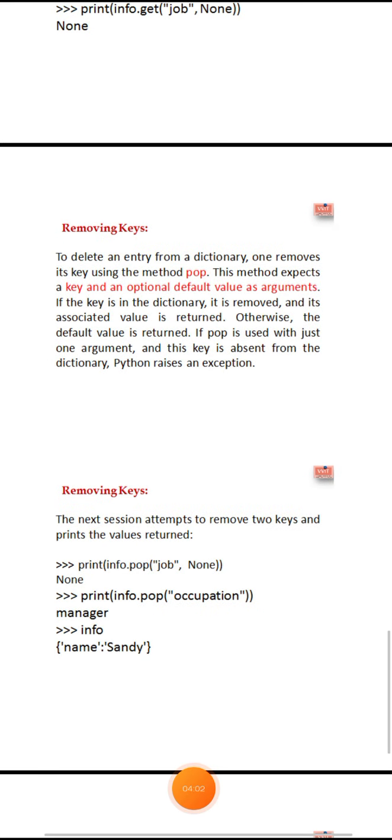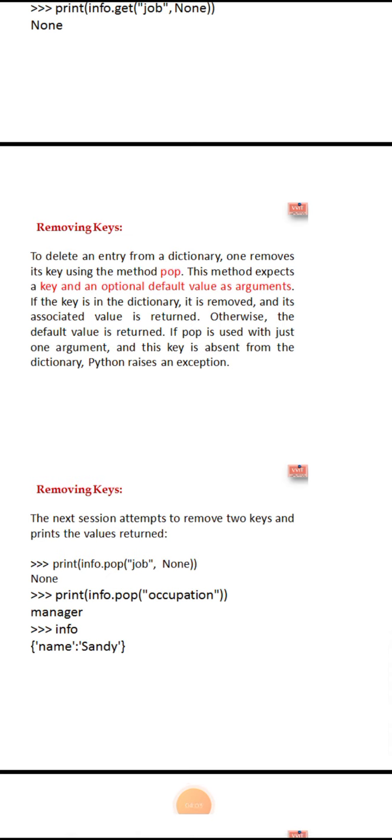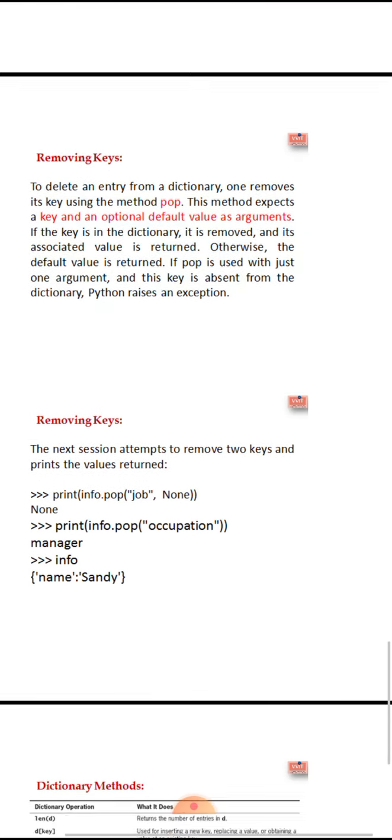Next, the removing of keys. To delete an entry of a dictionary, one removes keys by using the pop method. This method accepts a key and an optional default value as arguments. If the key is in the dictionary, it is removed and the associated value is returned. Otherwise the default value is returned. If pop is used with just one argument and the key is absent from the dictionary, Python raises an exception.